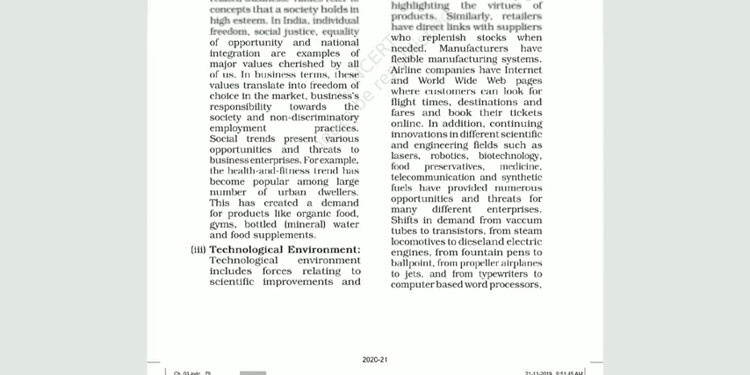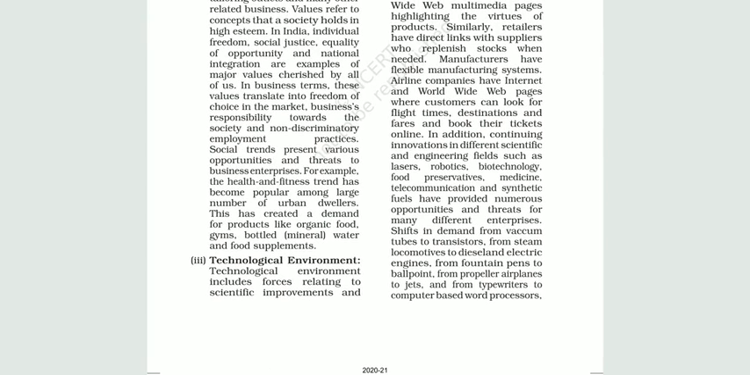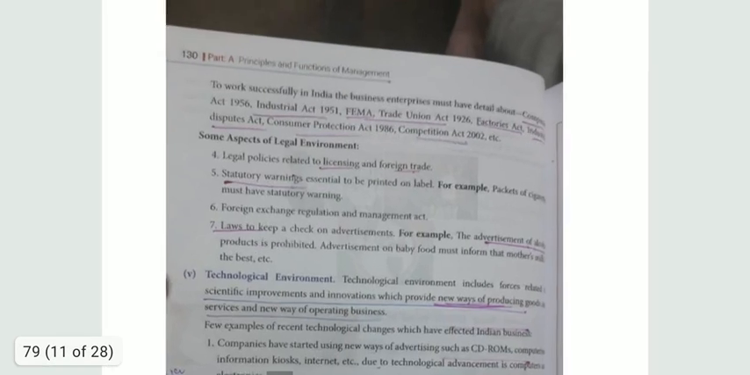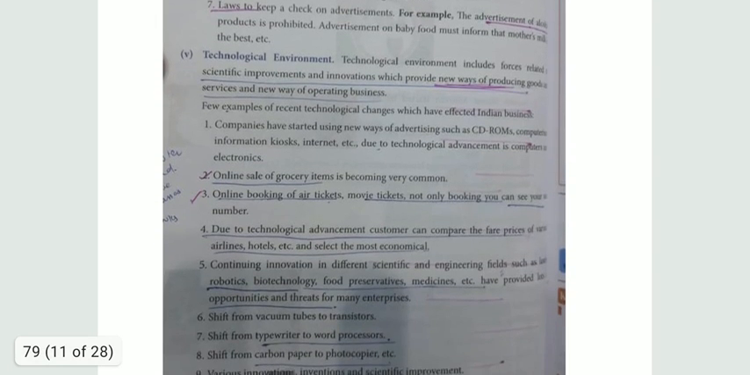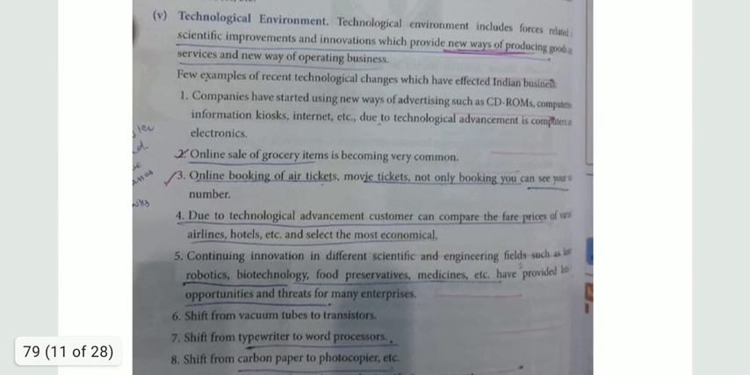This can be better understood. We have seen continuing innovations in the scientific and engineering field such as laser, robotics, biotechnology, food preservation, medicines, telecommunication, etc. This can be better understood with these examples of technological environment. Companies have started using new ways of advertising such as CD-ROMs, information kiosks, internet, etc.